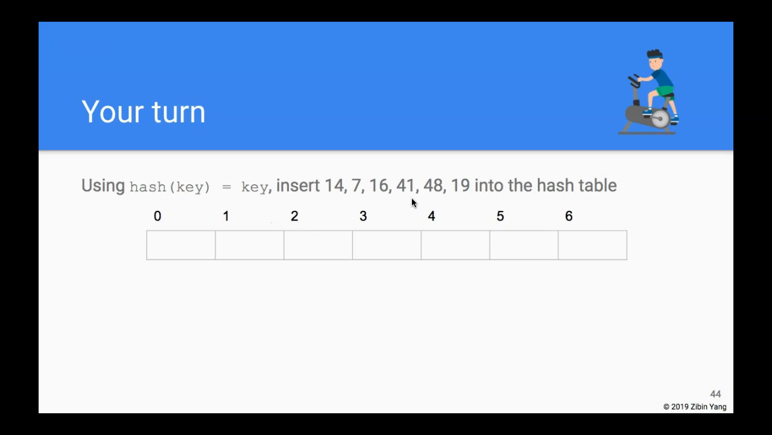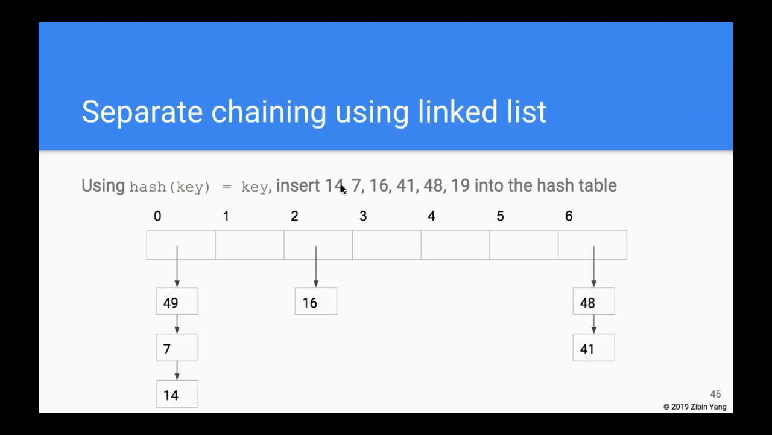So try to work through this example using a very simple hash function, where the output of the hash function is the number itself, and see what kind of table you end up with. And assuming you've done that, this is the kind of table you should end up with, right?